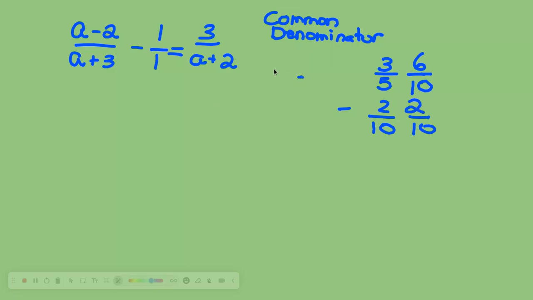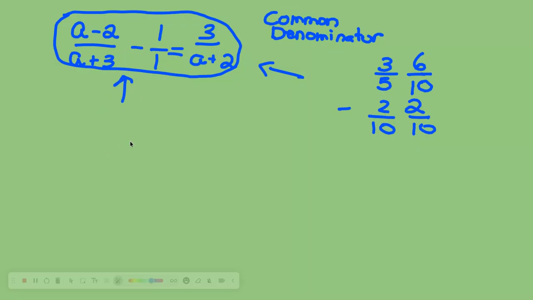That's the same thing we're going to be doing over here. Just that we have these variables, and it looks kind of weird. So let's just concentrate on the left side first. And the common denominator is a plus 3. Because 1 goes into a plus 3, and a plus 3 goes into a plus 3.